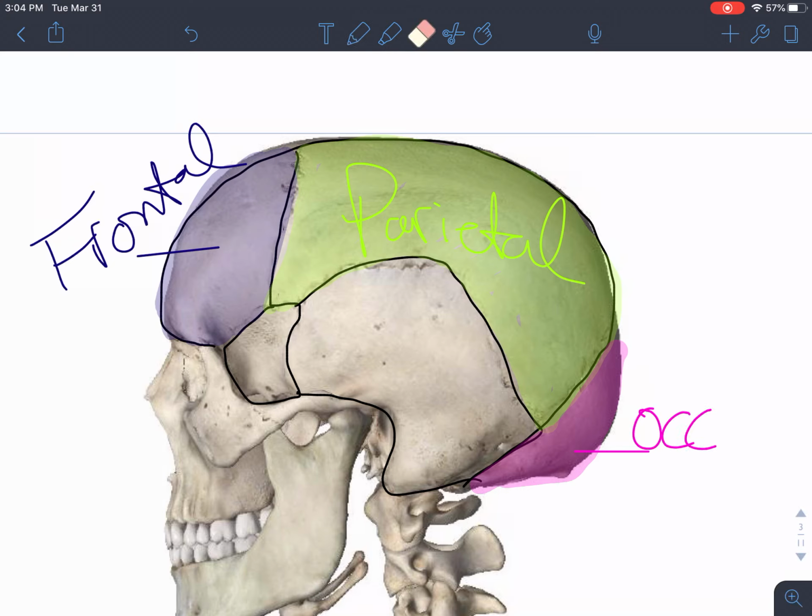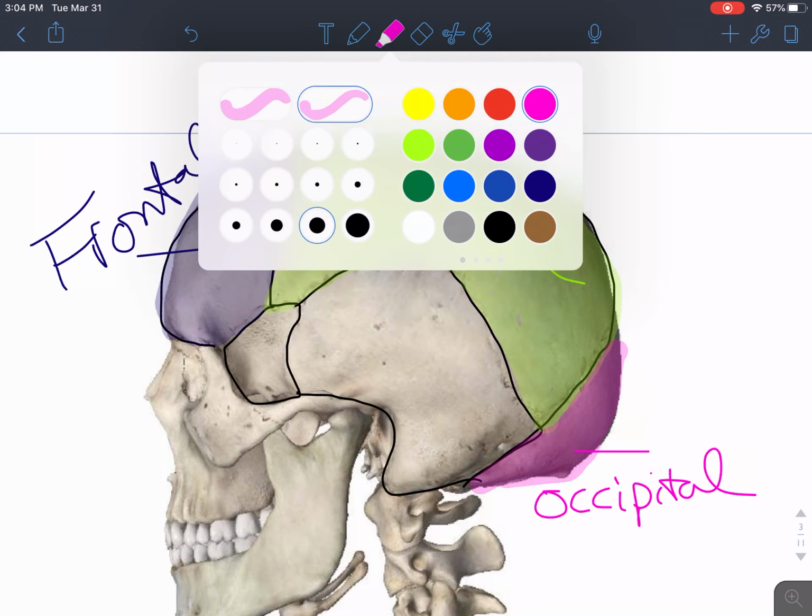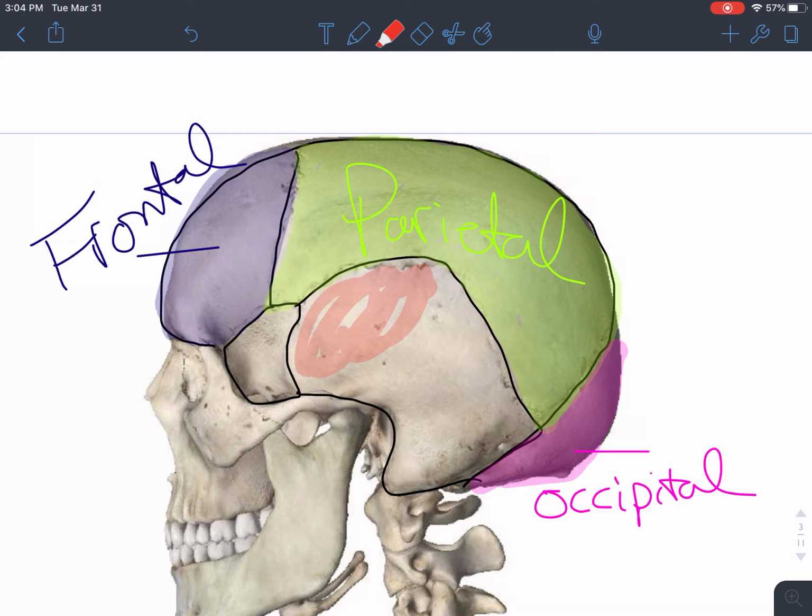And then you have inferior to your parietal bone, this one right here. A lot of people get this confused because people call a certain part of your head the temple, but there is no temple. That's just slang for nothing. This is your temporal bone.